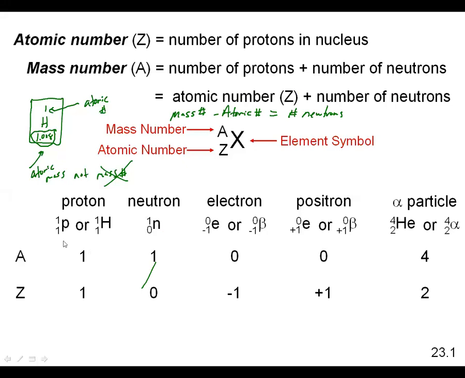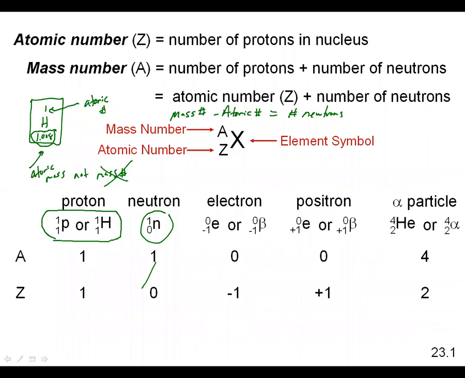A couple other ones that are also seen a lot in nuclear equations: a proton. A proton, again, is represented one of two ways, either with the P for proton, where the mass number is 1 and the atomic number is 1 as well, or sometimes people will just use the hydrogen to represent a proton, and that's why it's also sometimes called a proton. A neutron is another common symbol that we see in nuclear reactions, and a neutron is symbolized by an N with a 1 and a 0.